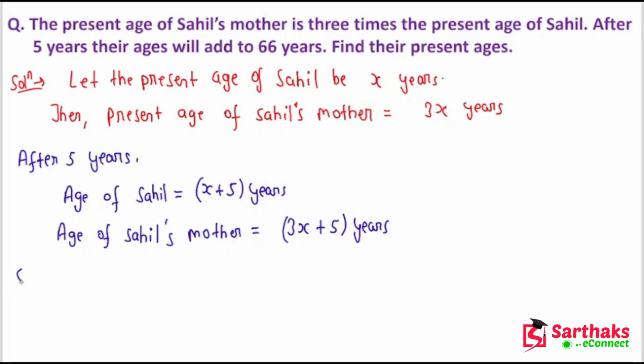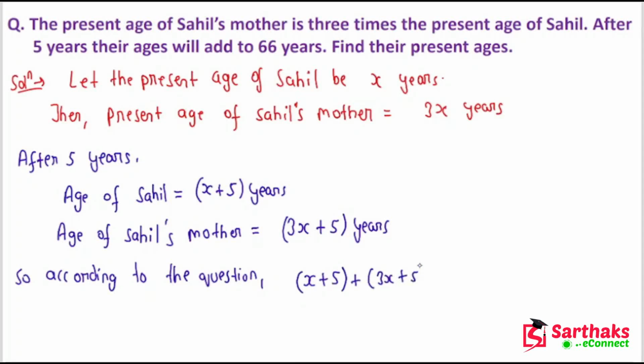So according to the question, the sum of Sahil's age after 5 years, that is x plus 5, and Sahil's mother's age after 5 years, that is these both ages, turns out to be 66. So this is how we formulated the question into a linear equation in one variable.